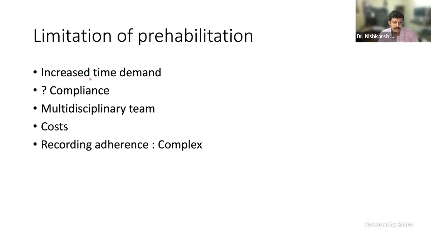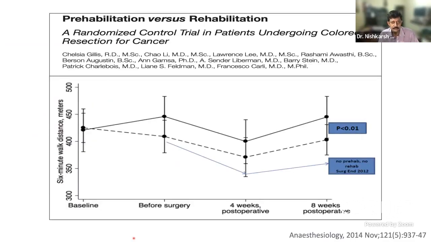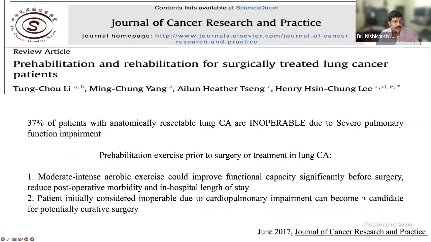Limitations, as we discussed: time, compliance, we need a good team, associated cost, and adherence. So these are the limitations of prehabilitation. So we again come back to the same question, prehabilitation versus rehabilitation. We can see that the 6-minute walk test improved better with prehabilitation as compared to rehabilitation.